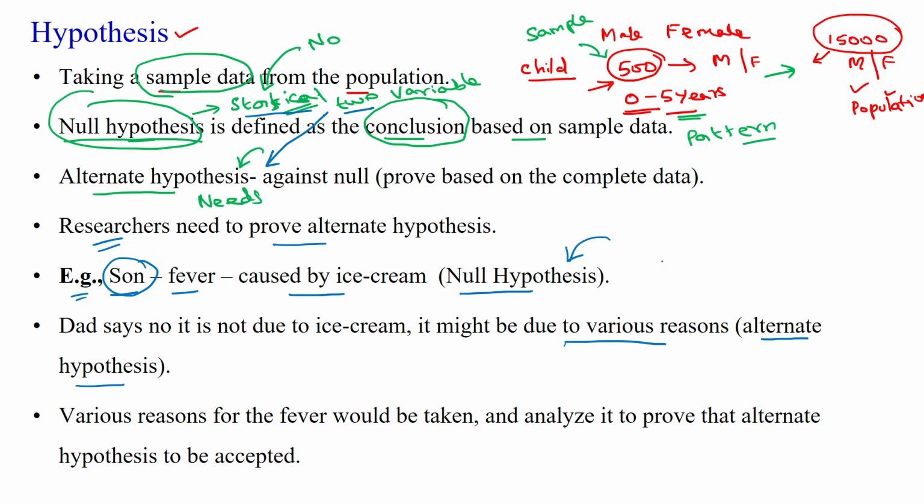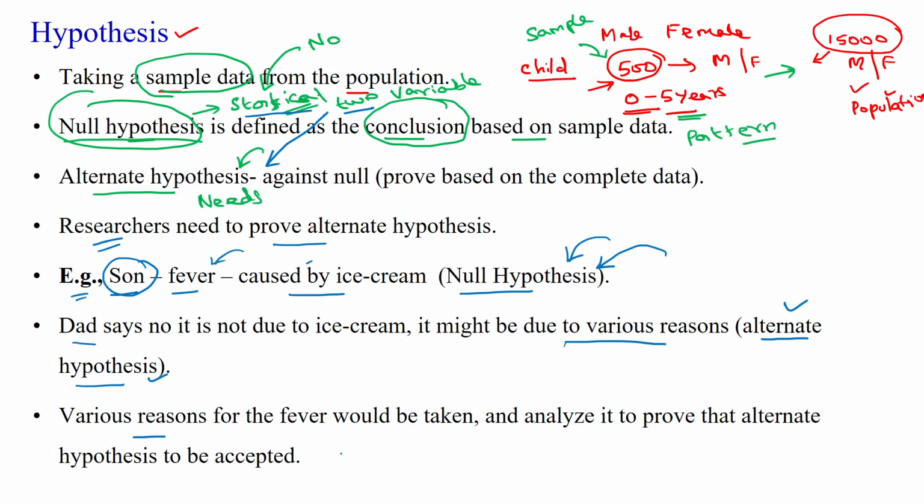Without any reasons, without any statistical measures, dad comes to the conclusion he was affected with fever due to the ice cream. But when they approach the doctor or clinic, they find the reasons. It is not due to the ice cream, it is due to other reasons, due to the climate or due to drinking cold water for the last 1 week. So there are other reasons with statistical measures. That kind of conclusion is called the alternate hypothesis.